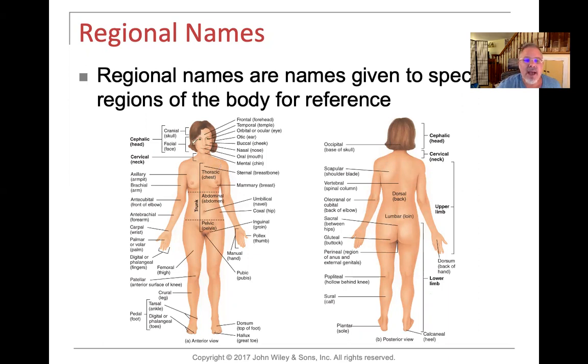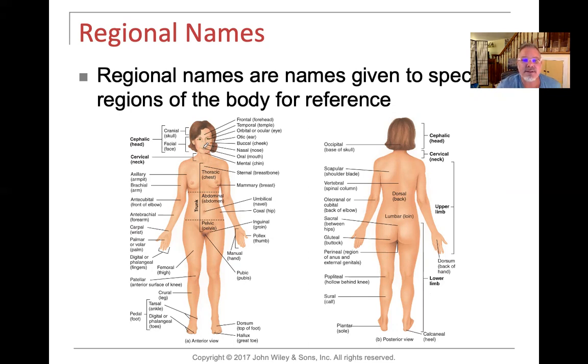So when we look at the face here, you'll see that right here in front of the skull is the frontal bone. On the side is the temporal bone, the temporal region. The eye is called the orbit. The ear is called otic. The cheek is called buccal. And you'll see when we do muscles, there's a muscle called the buccinator. There's a muscle called the frontalis. There's a muscle called the temporalis, right?